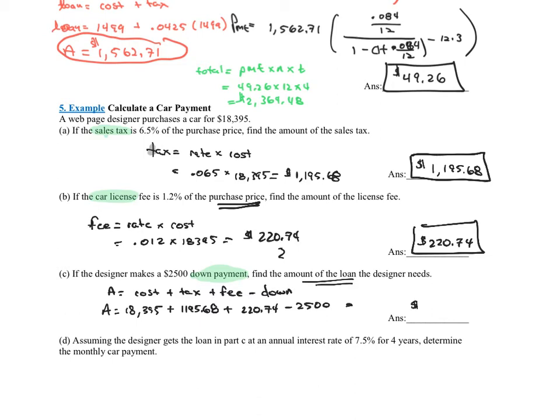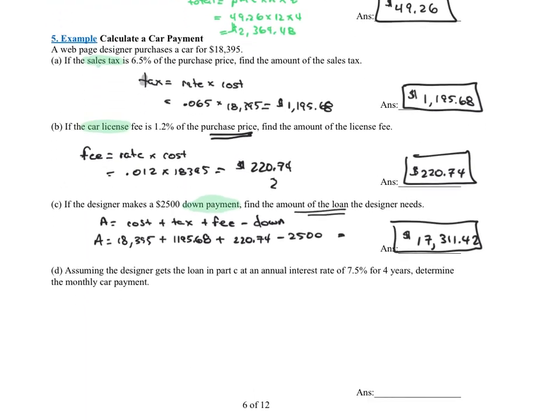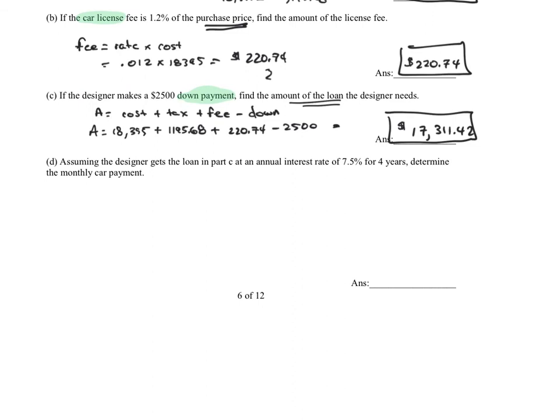I'm getting a loan amount of $17,311.42. That's the amount that this person actually loans. So again, they've already put $2,500 down, and they still have to loan nearly the price of the car, $17,311.42. Now that we know the loan amount, we're able to actually calculate how much they have to pay.